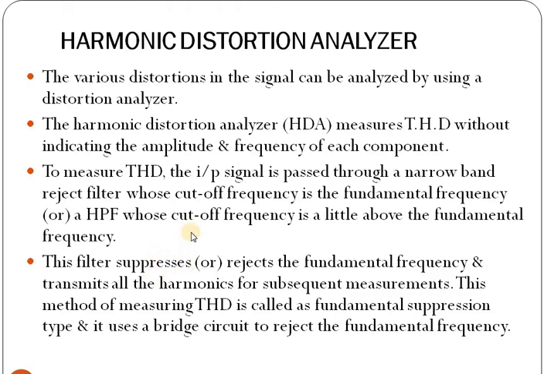As already indicated, either the band reject or the high pass filter will cut off the fundamental, so it will not allow the fundamental; it suppresses or rejects the fundamental and transmits only the harmonic components present in the signal for subsequent measurements. This method of measurement of total harmonic distortion is called the fundamental suppression type, and it uses a bridge circuit to reject the fundamental frequency.